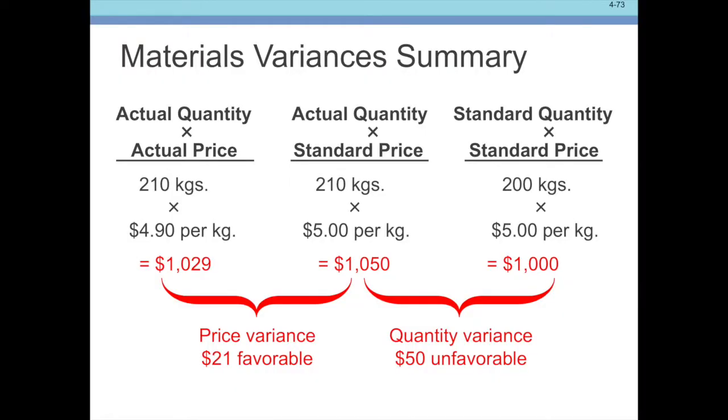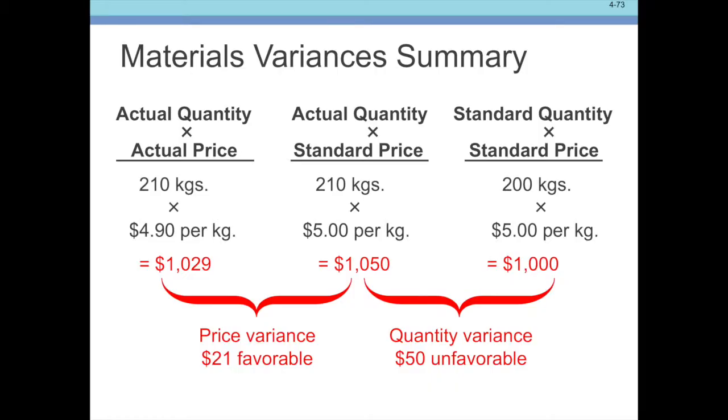As you can see here, there are three columns, 1, 2, and 3. We have actual quantity times actual price, actual quantity times standard price, standard quantity times standard price. So the actual quantity, this was given in the problem, was 210 kilograms. And the actual price, now it didn't give you the price per unit. It gave you the overall amount of spend and how many units it was used for. So you actually have to calculate the $4.90 per kilogram here, on how much you actually spent. But we'll see that in another slide.